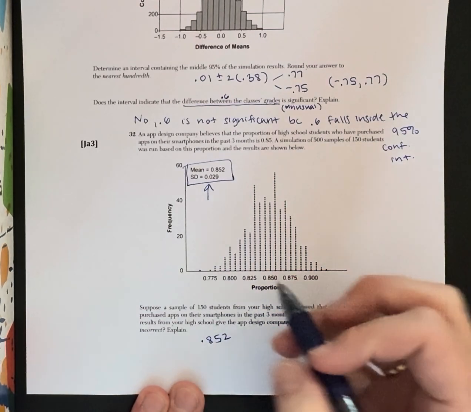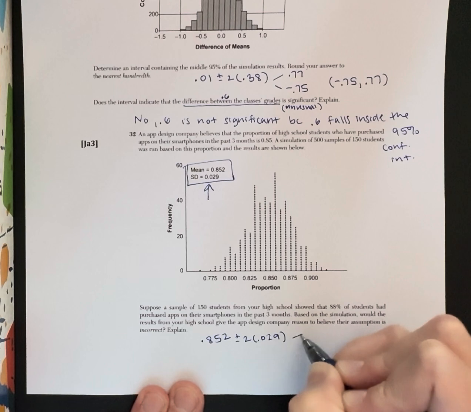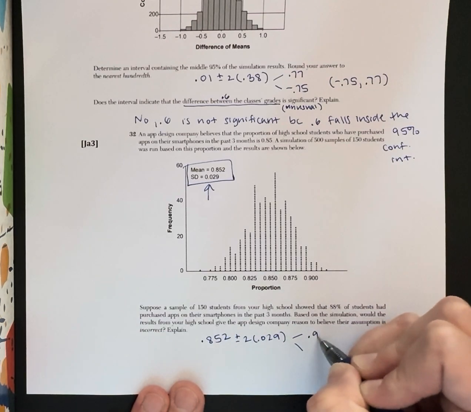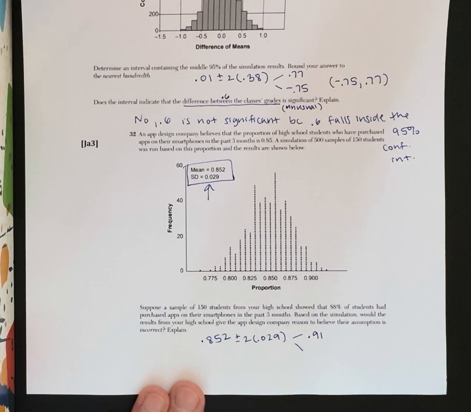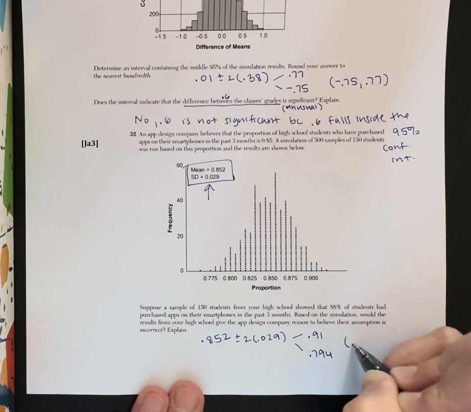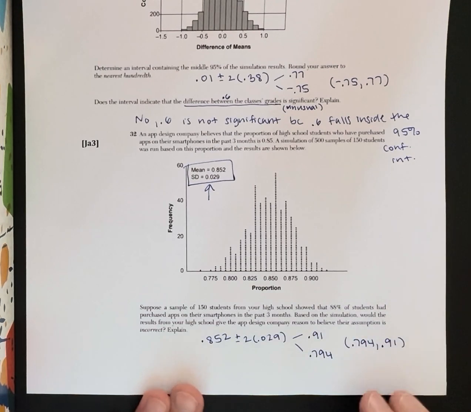0.852 plus or minus 2 of the 0.029s. So 0.852 plus 2 times 0.029 gives us 0.91, and 0.852 minus 2 times 0.029 is 0.794. So my confidence interval is 0.794 to 0.91.